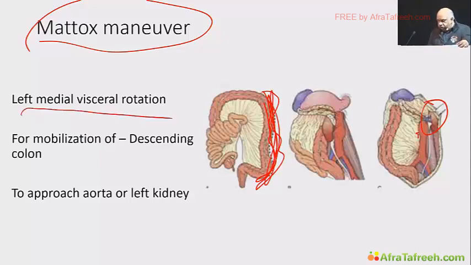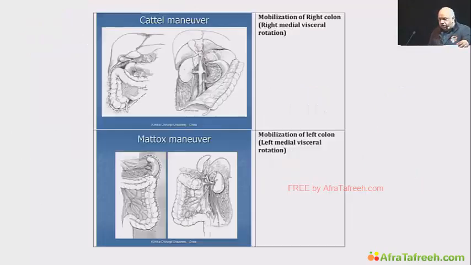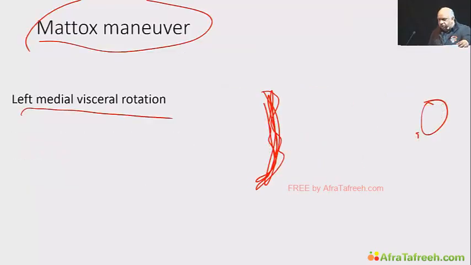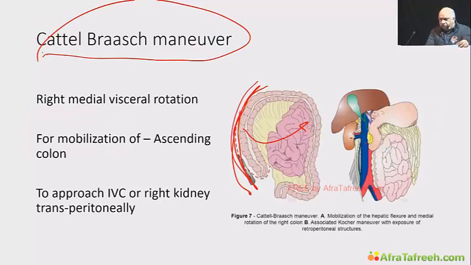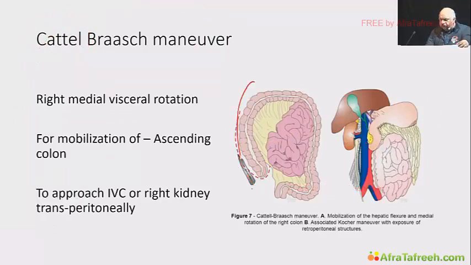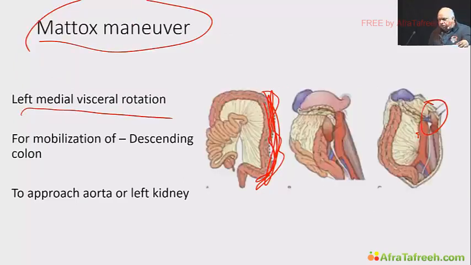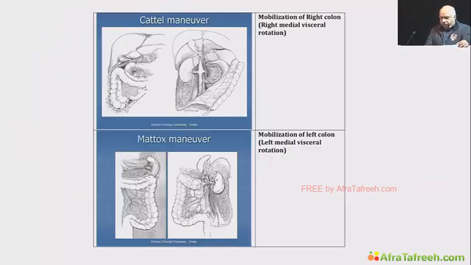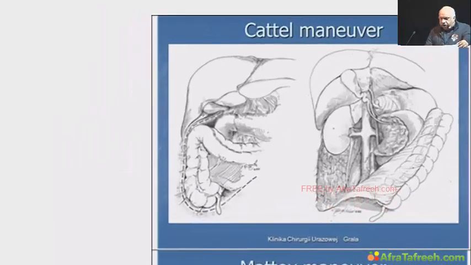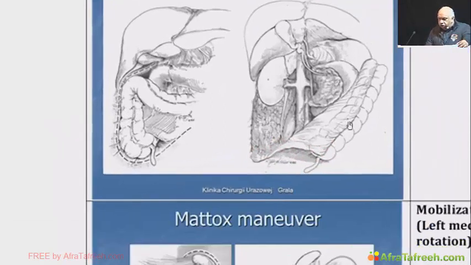Left visceral rotation is called the Mattox maneuver, and right medial visceral rotation is called the Cattell-Braasch maneuver. Just remember the Cattell maneuver: mobilization of the ascending colon, right visceral rotation, and Mattox is mobilization of the descending colon, left visceral rotation. Mattox and Cattell-Braasch, both names are important. See, this is the mobilization of the ascending colon, called Cattell-Braasch, to reach the right kidney and vena cava.